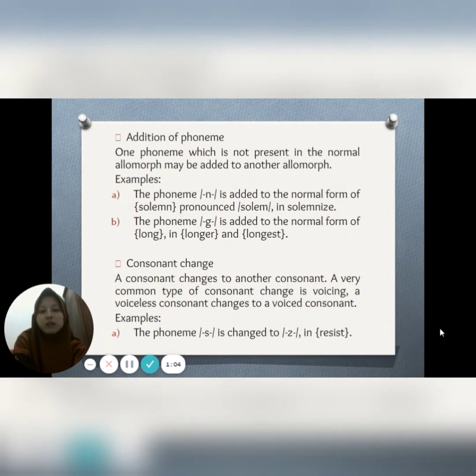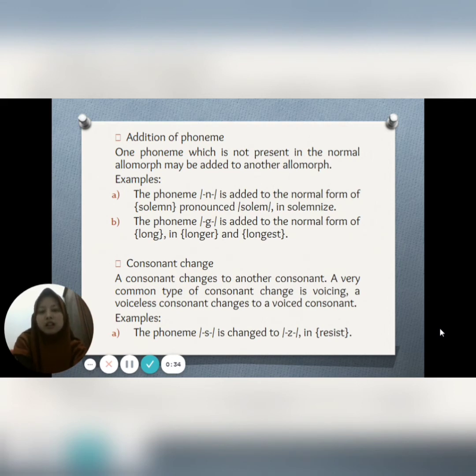Second, addition of phoneme. One phoneme which is not present in the normal allomorph may be added to another allomorph. For example, A, the phoneme "n" is added to the normal form of solemn, pronounced "solem", in the word solemnize. B, the phoneme "g" is added to the normal form of long, in the words longer and longest.